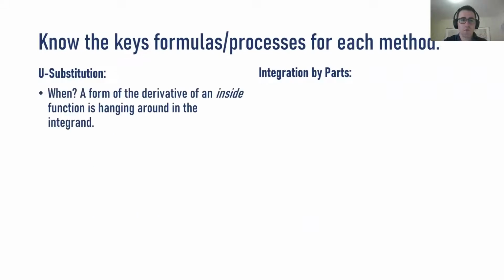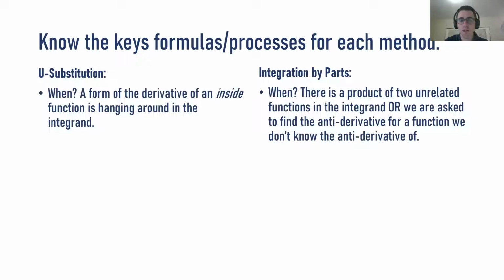First off, when do we use U substitution? We use U substitution when a form of the derivative of an inside function is hanging around in the integrand. We'll see a few examples of these on the next slide. Whereas integration by parts is very helpful in two cases: when there's a product of two unrelated functions in the integrand, or we are asked to find the antiderivative for a function we don't know the antiderivative of.